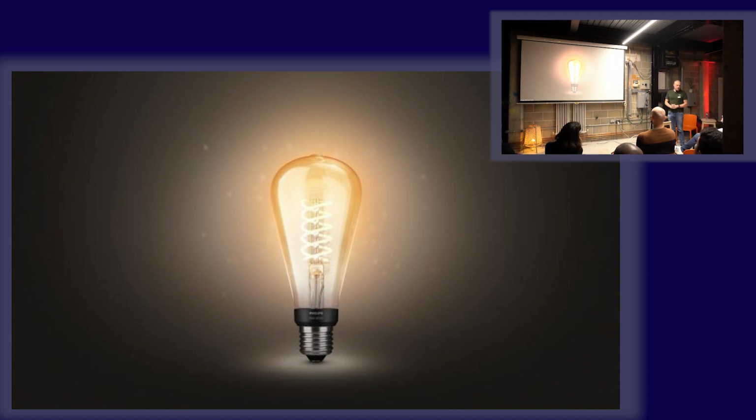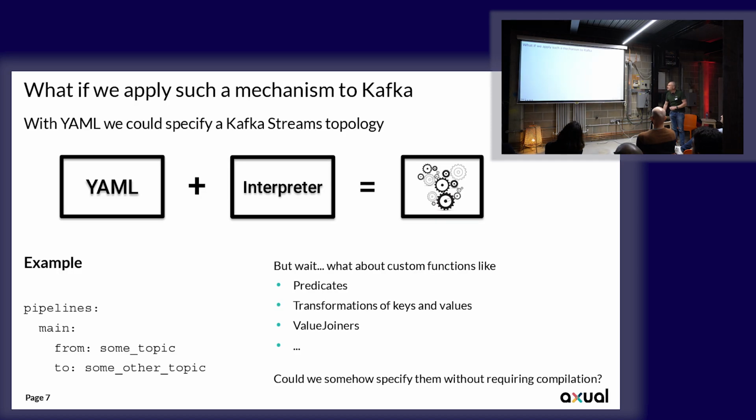In the Kafka world, we see a lot of teams struggling with defining Java projects, setting up build pipelines, having all kinds of boilerplate stuff that they need to do in order to get a Kafka Streams application going. So what if we apply this whole Home Assistant YAML thing to Kafka? What could we get done? So with YAML, we could specify a Kafka Streams topology. So the theory that we had was, well, what if we have a certain YAML specification, we throw it in some interpreter, and out comes a streaming application running for you. How nice would that be?